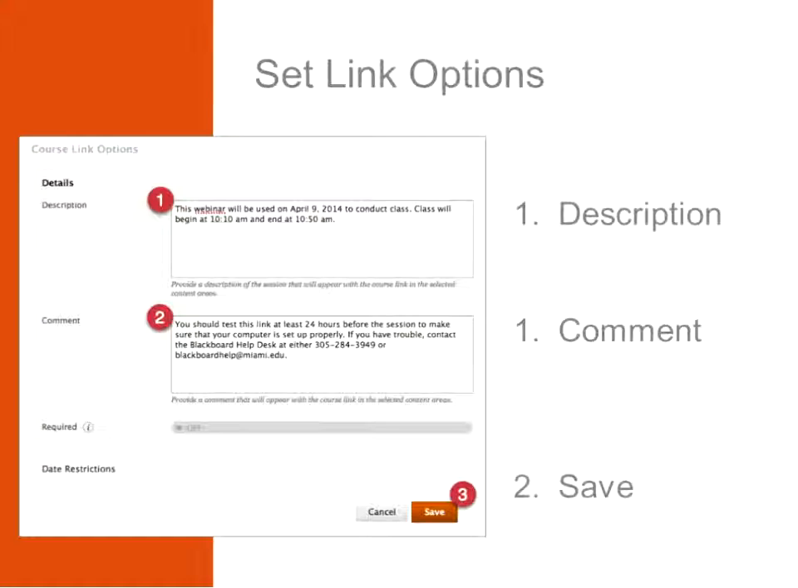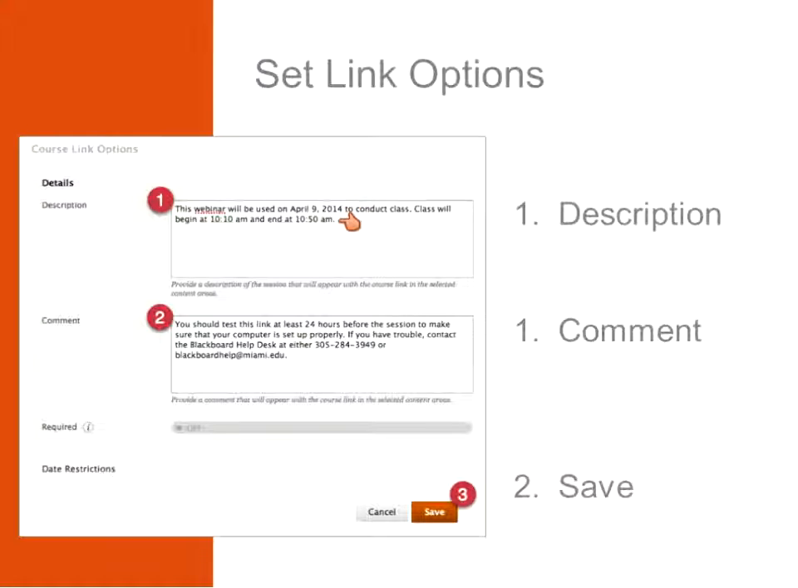Now I select the link options. Ooh, 112. Not very good at numbering, am I? Okay, number 1 is to put the description. And in the description, what it is and when it's going to happen. If this is Wednesday from 10:10 to 10:50 a.m. and this specific Wednesday, put that in. If it's every Thursday from 2 to 4, these are your office hours and this is where they should click to enter them, put that in.